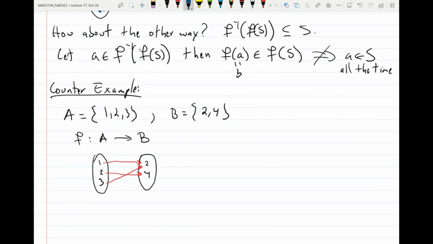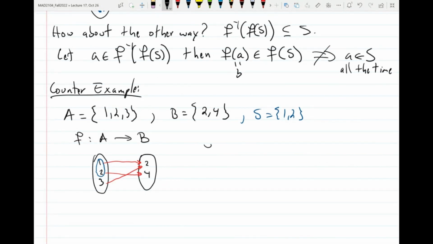And then of course, what I'm going to do is this right here is going to be my S. So make S the set {1, 2}. Okay. So I want to show that S is not a subset, what is it? That the inverse image of f of S is not a subset of S. So let's compute now the inverse image of f of S.